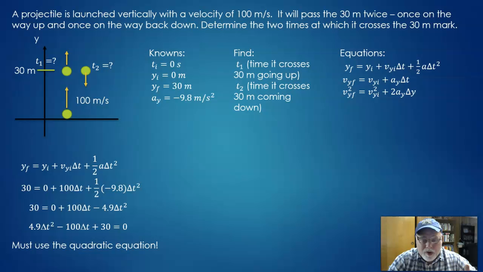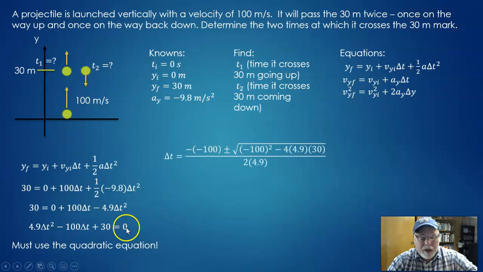But when I write that quadratic equation with everything substituted in, here's what I get. My delta t is going to be negative of negative 100, because that's negative b, right? My b is negative 100. So negative of negative 100 plus or minus, here's my square root, there's my b squared, right? Minus 4 times a. A is what's in front of the squared factor, right? So that's 4.9. And multiplied by 30, that's c, 4ac. And of course, I've got to divide the whole thing by 2 times a. And again, a is 4.9, right? Okay, so that's my delta t.